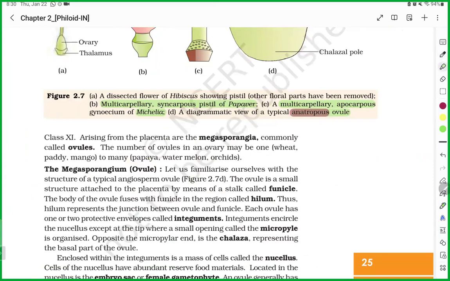So the megasporangium arising from the placenta is called the ovule. Again the same point: megasporangium is also called ovule. This point is extremely important. Number of ovules: ovule, just imagine seed. Fruits that have one seed.